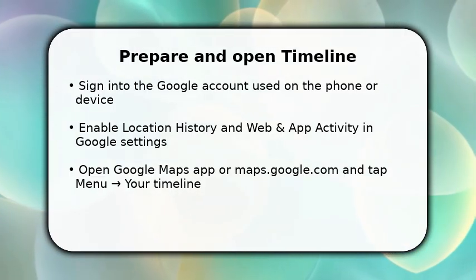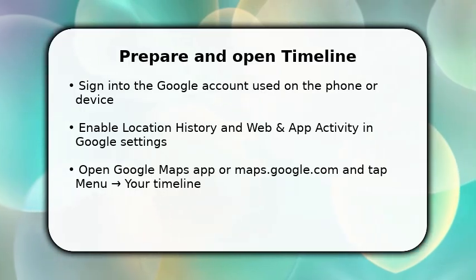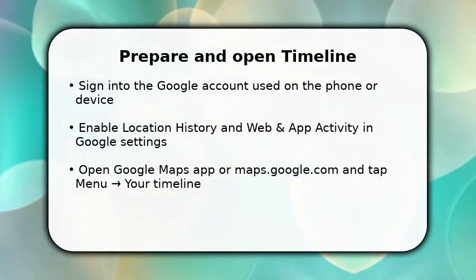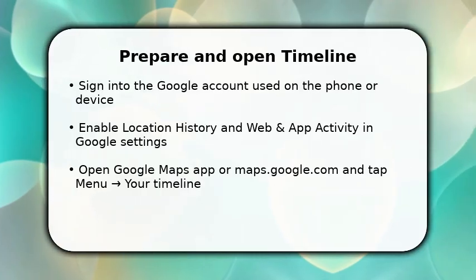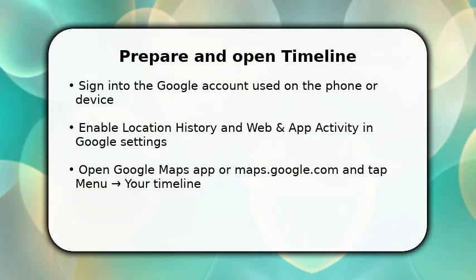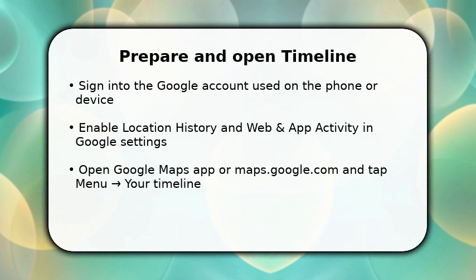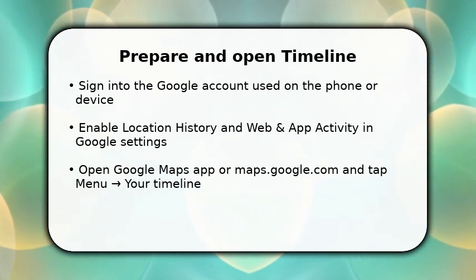On mobile, open the Google Maps app. On desktop, go to Maps.Google.com, then tap the menu and select your timeline. Doing this first gives you access to recorded locations and trips. Once done, you'll be viewing the timeline interface, where day-by-day records are stored and where the first review begins.